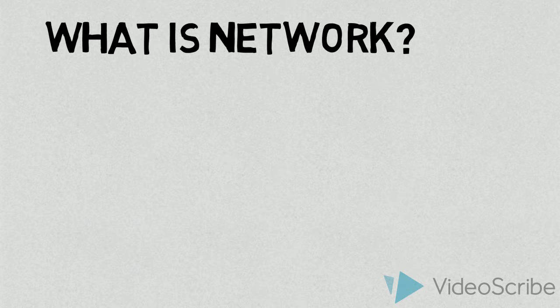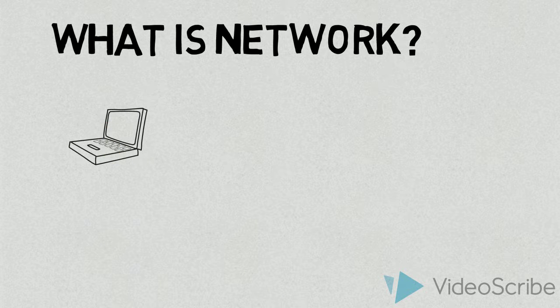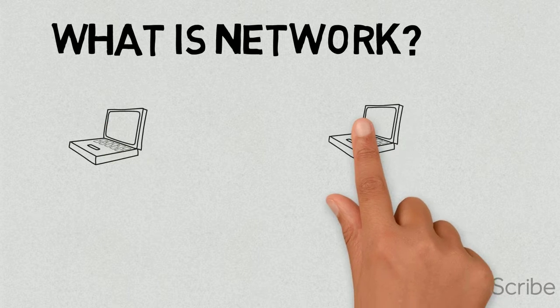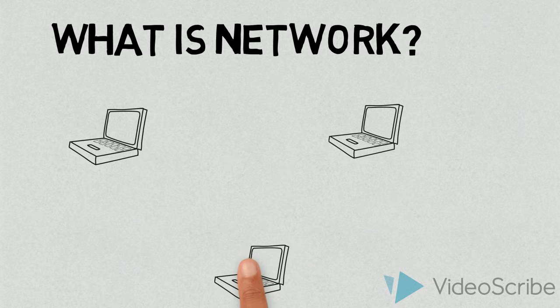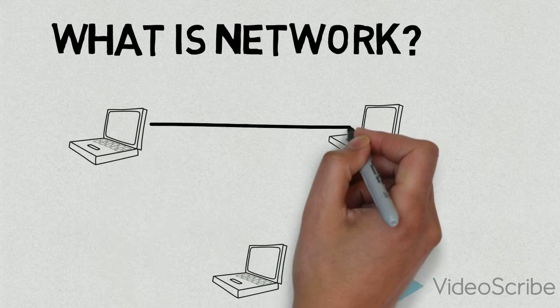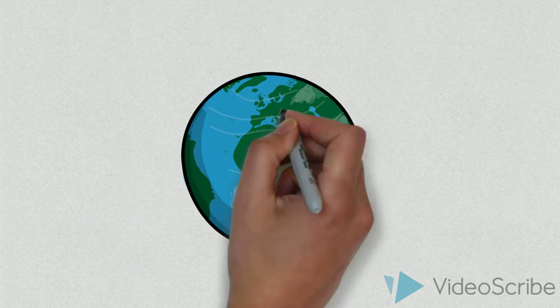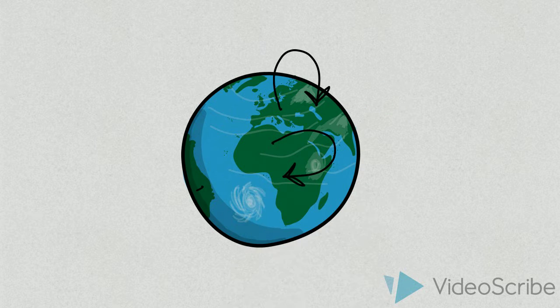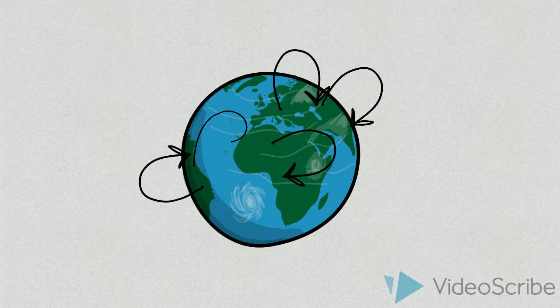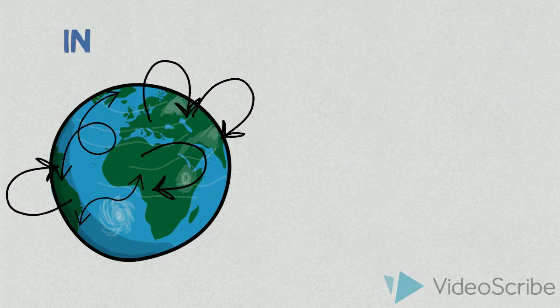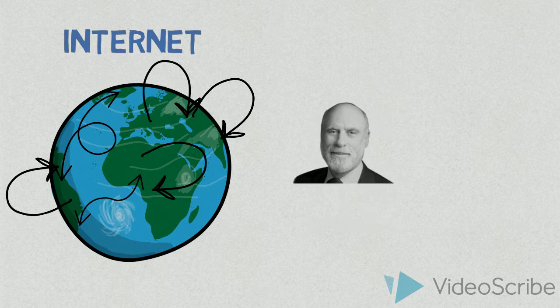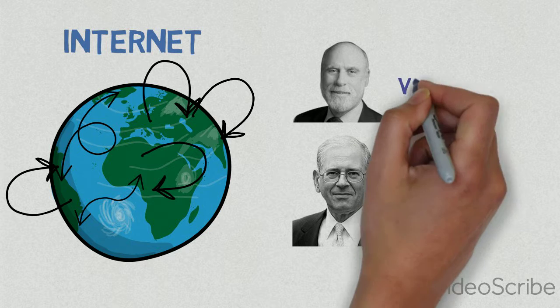What is a network? When two or more computers are connected to each other through a wired or wireless connection that allows them to talk to each other and exchange files, it forms a network. When these networks are connected to each other all over the world, it forms a globally interconnected network, which is called the Internet. This concept was introduced by two really cool guys in the 1970s named Vint Cerf and Robert E. Kahn.